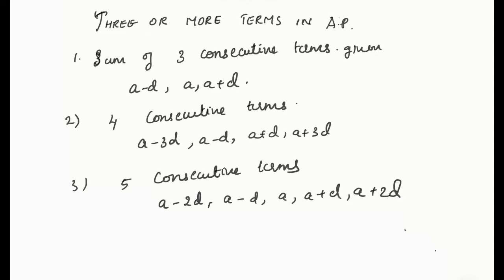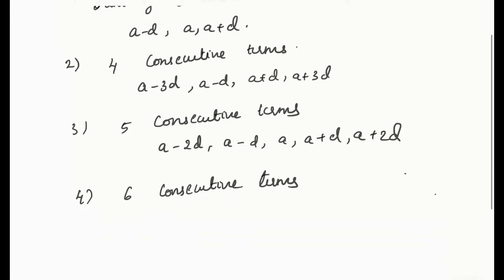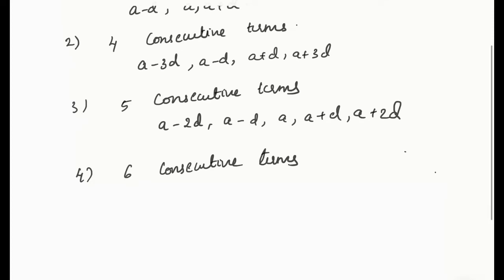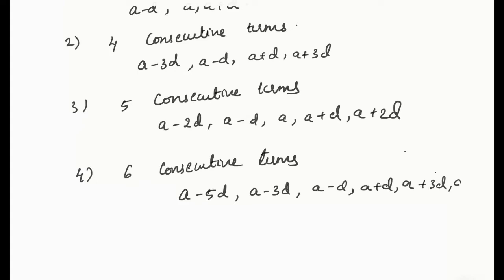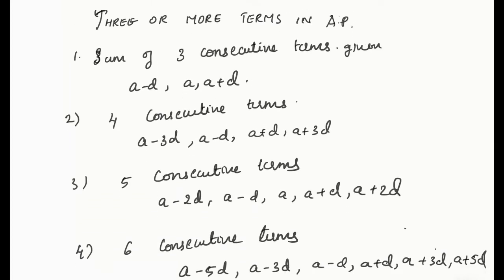Okay. Now coming to the 6 consecutive terms. When 6 consecutive terms are given, you take it as A minus 5D, A minus 3D, A minus D, A plus D, A plus 3D and A plus 5D. Okay. So this is how you will consider when 3 or more terms in AP is given. So let us do few questions so it will be more clear to you.